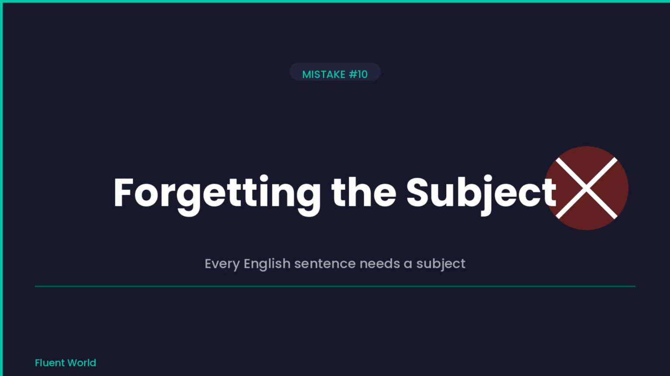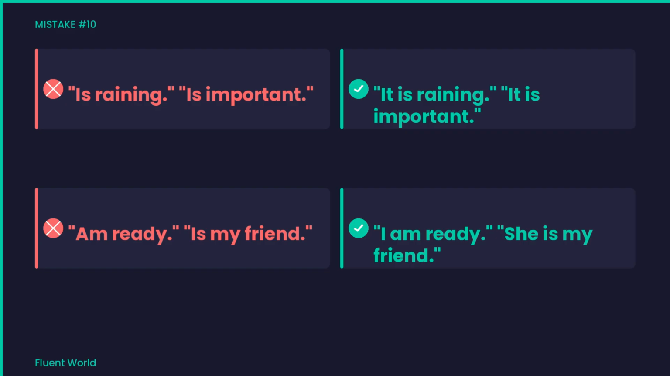Mistake number 10. Forgetting the subject. In Spanish, you can remove the subject from a sentence. Hablo español. No, yo needed. Vamos al mercado. No, nosotros needed. But in English, you must always say the subject. Always. Every sentence. No exceptions.